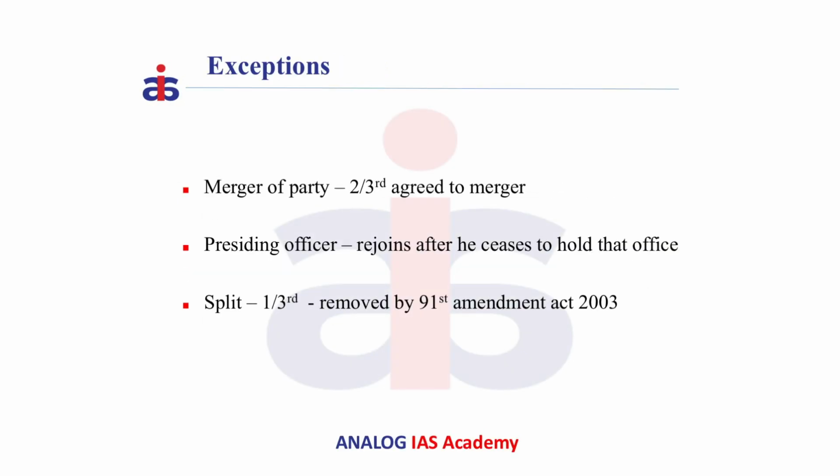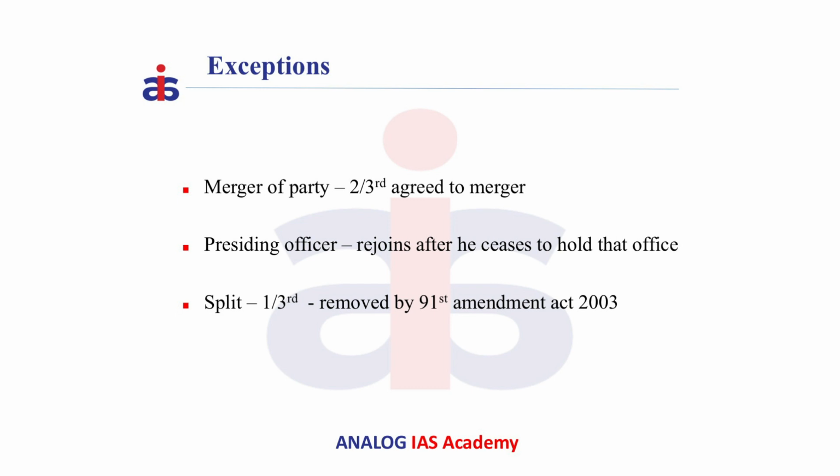But there are some exceptions to this law. They are: 1. If a member goes out of his party as a result of merger of his party with another party. So what is a merger? A merger takes place when two-thirds of the members of a party have agreed to such merger. And the second exemption is if a member, after being elected as a presiding officer of the house, voluntarily gives up the membership of his party or rejoins it after he ceases to hold that office.